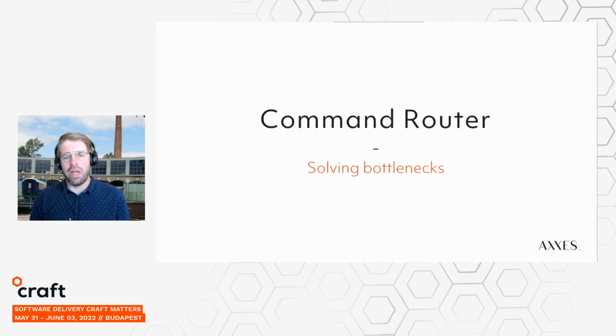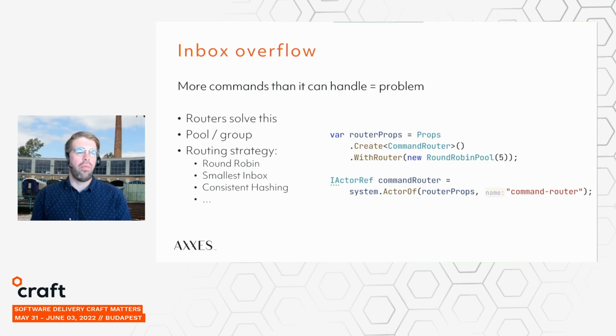And to solve that bottleneck on the command router, there is something called pools and groups, which will basically use a number of identical actors and make them respond to the same inbox. The code that you see on the right is basically to create a round-robin pool with 5 identical command routers. And what you will be able to do is you'll have a single inbox that can be processed on 5 different threads because you have 5 different actors actually doing the work.